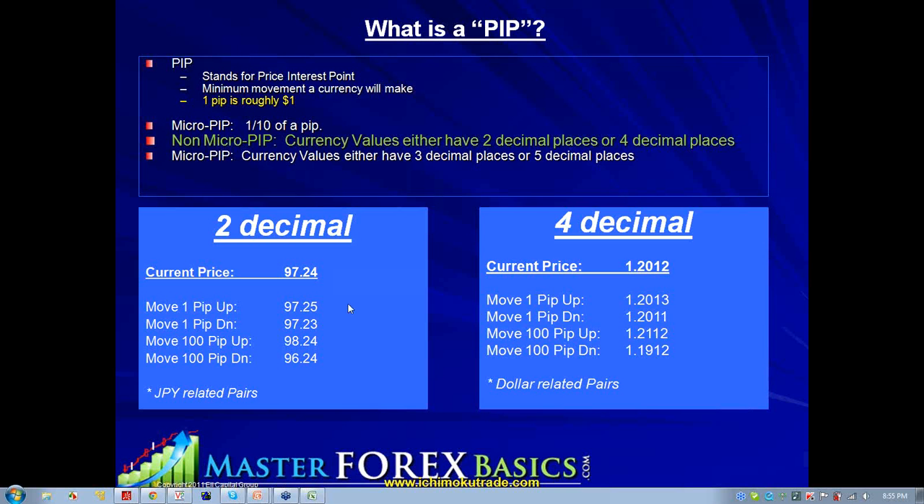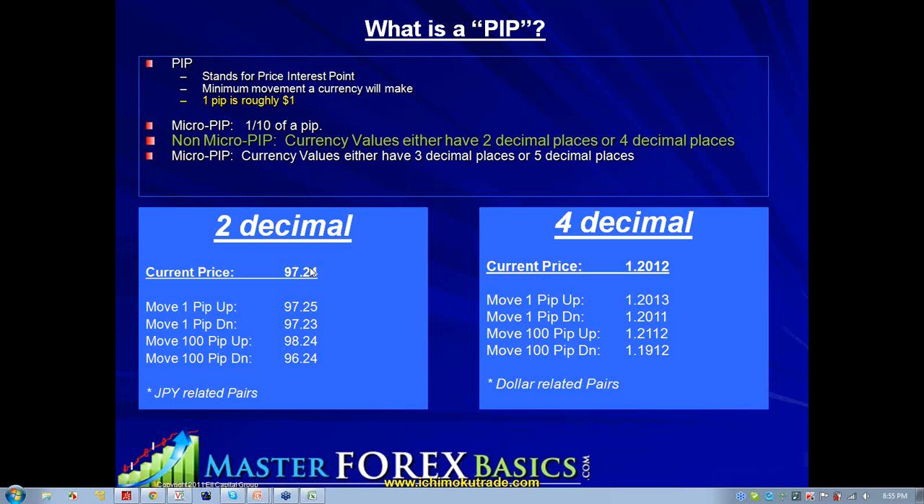Okay? Now, 2 decimal places usually come when the currency pair that you're dealing with has yen in there, which is Japanese yen. JPY is the abbreviation for Japan's currency. When it has 4, that's typically dealing with dollar-denominated currency pairs. Everyone okay with that?